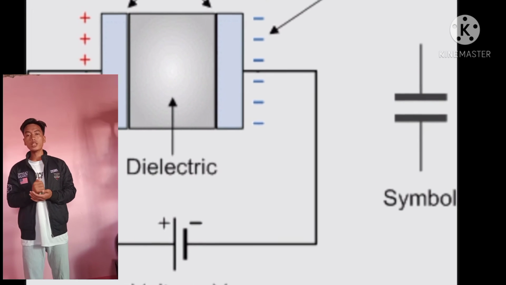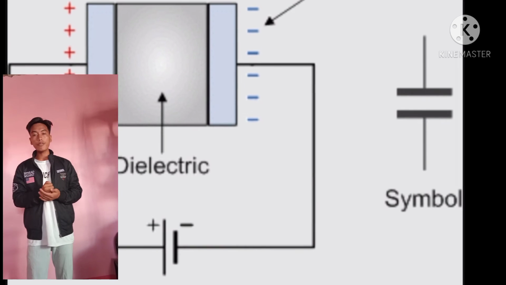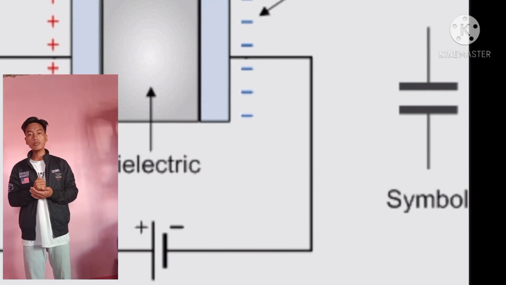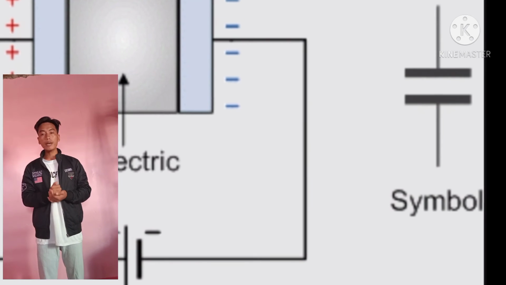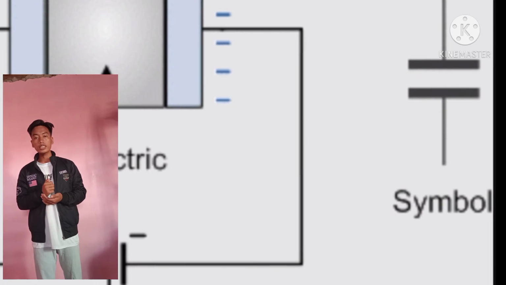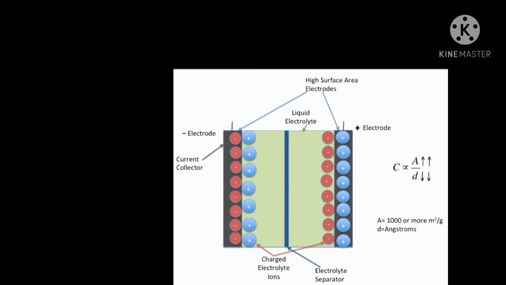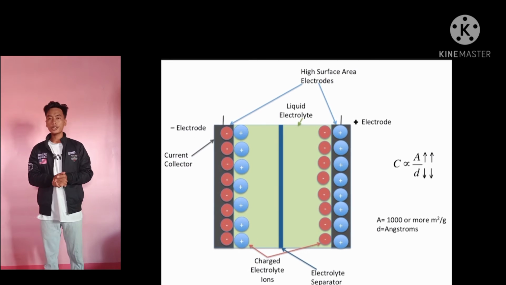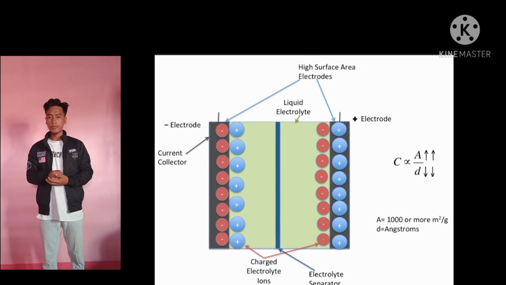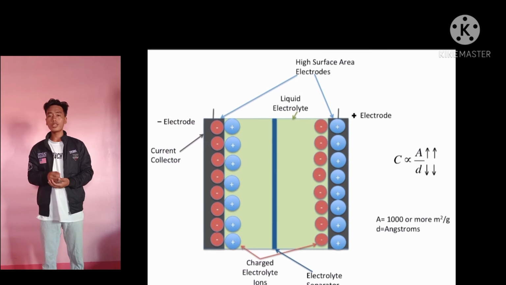The space between the conductors may be filled by a vacuum or with an insulating material known as a dielectric. The ability of the capacitor to store charges is known as capacitance. So the third topic we must tackle is supercapacitors. What are supercapacitors? Very similar to batteries.